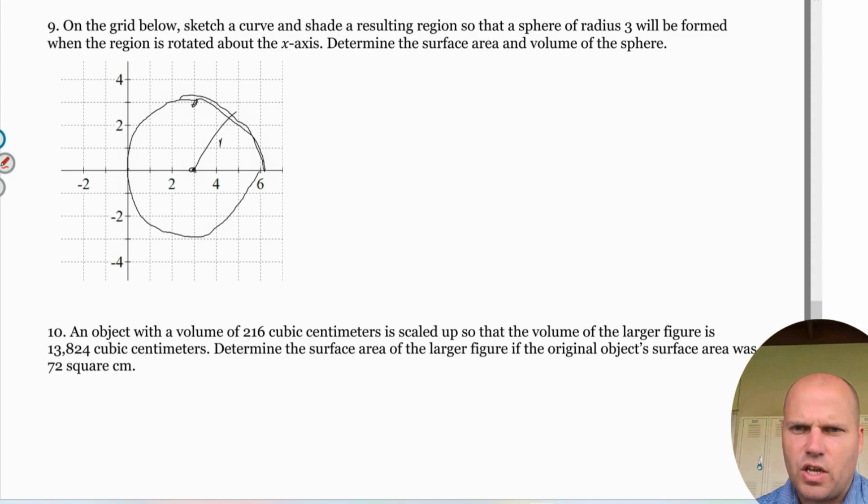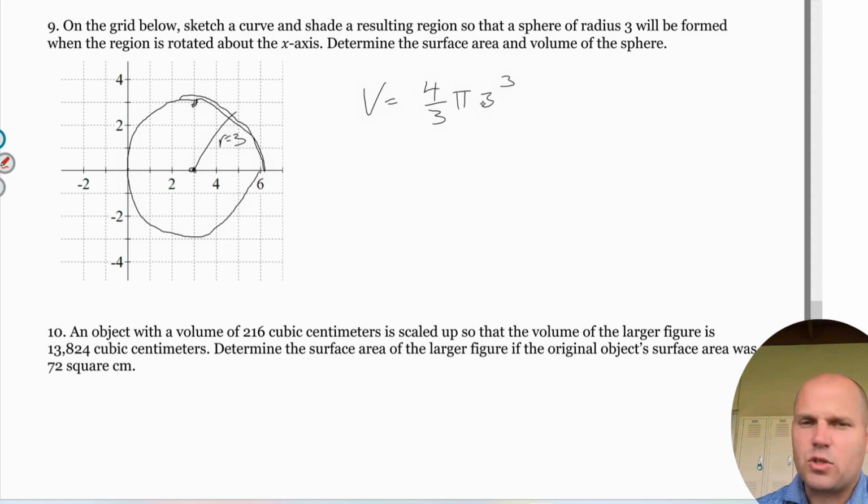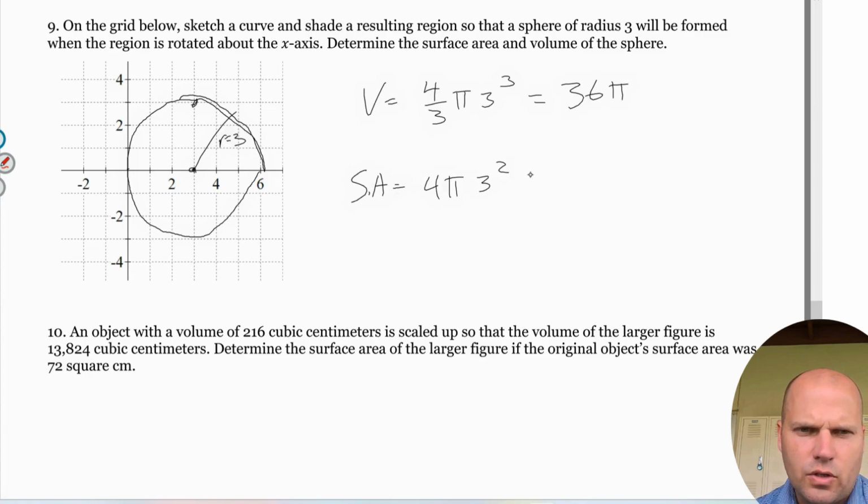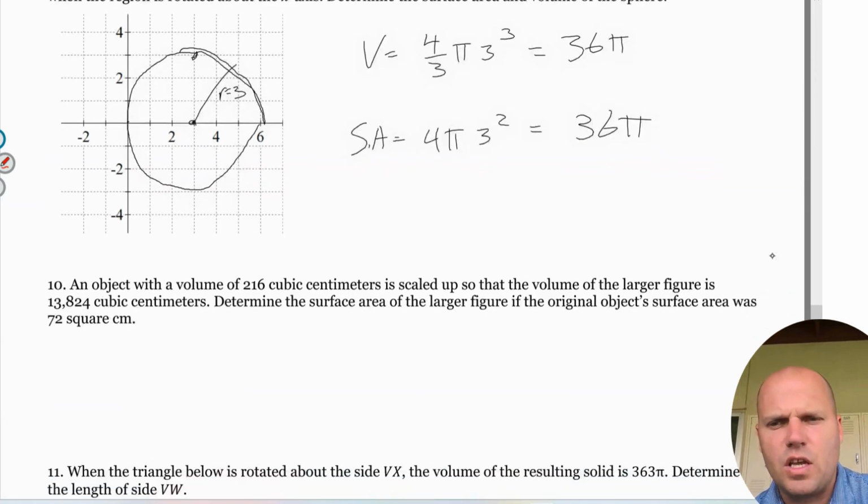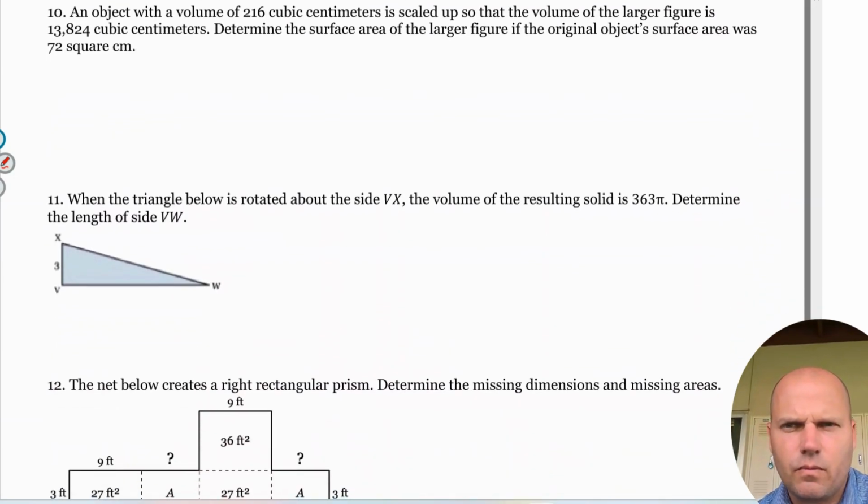If the radius is 3, then the volume is 4/3 pi 3 cubed. That's 27 divided by 3, 9. 9 times 4 is 36 pi. And the surface area is going to be 4 pi r squared. So that's 9 times 4, which is also 36 pi. Beautiful number. 3 with spheres.